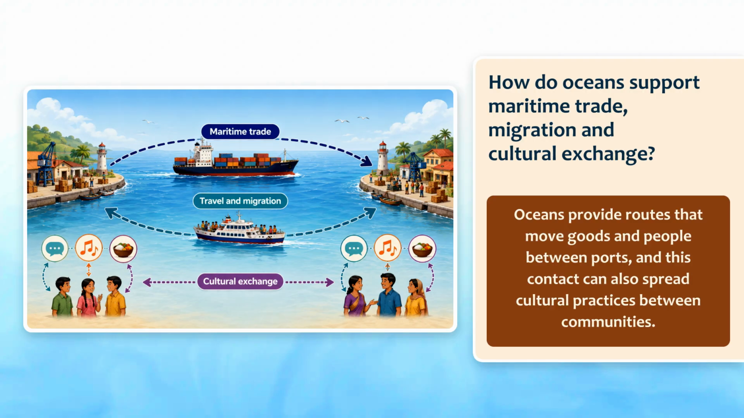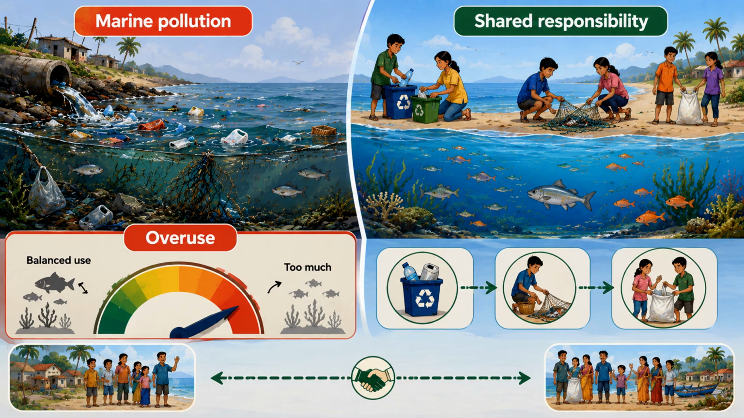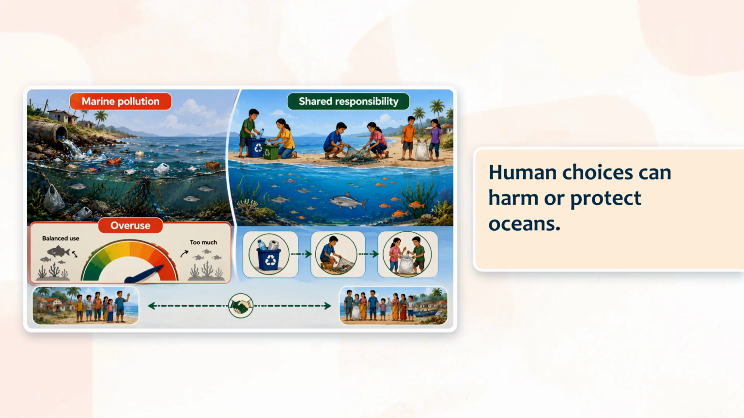Next, we will examine how pollution and overuse can damage these ocean connections. Marine pollution adds harmful waste to the sea, while overuse puts too much pressure on ocean resources. The right side shows that reducing both harms is a shared responsibility. The split image shows two possible directions. Human choices can harm or protect oceans. Waste and overuse create pressure, while careful shared action can reduce it.